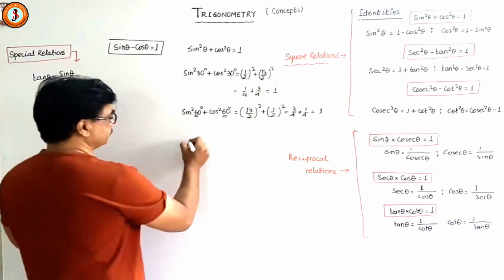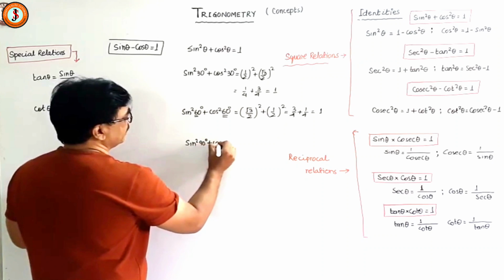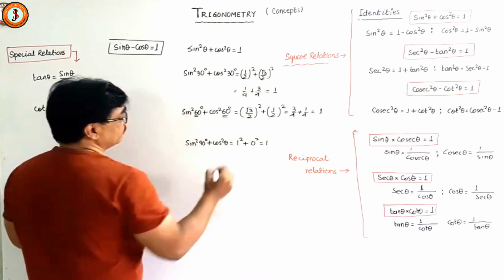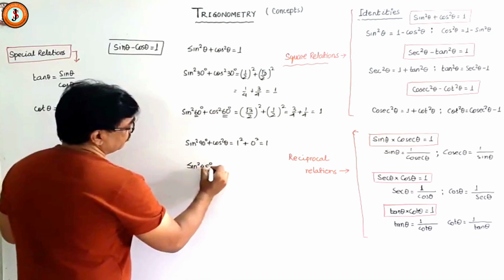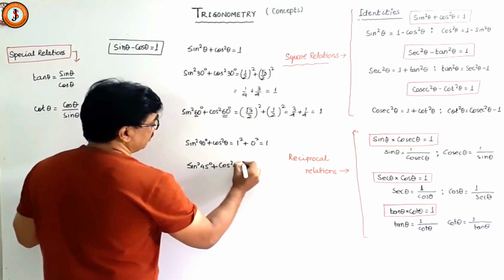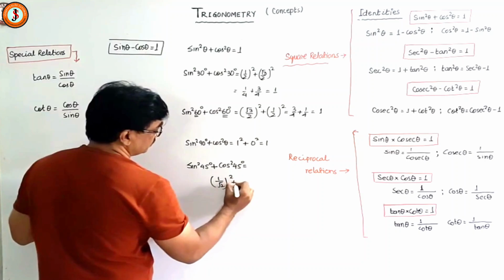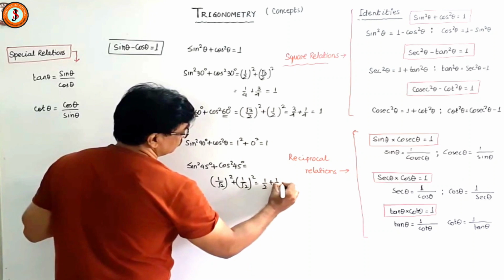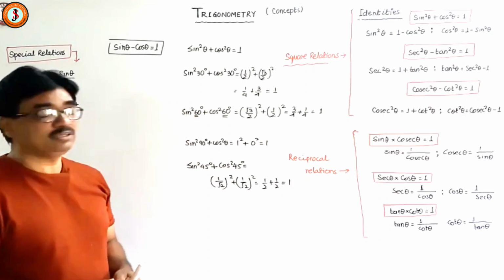I take sine square 90 plus cos square 90. So sine square 90 is 1 square and this is 0 square. This is again 1. I take sine square 45 plus cos square 45. Then what will happen? Sine square 45 is 1 by root 2 the whole square. Cos square is also 1 by root 2 the whole square. So this is half plus half, that is equal to 1. So this particular relation is true for all the values of theta.